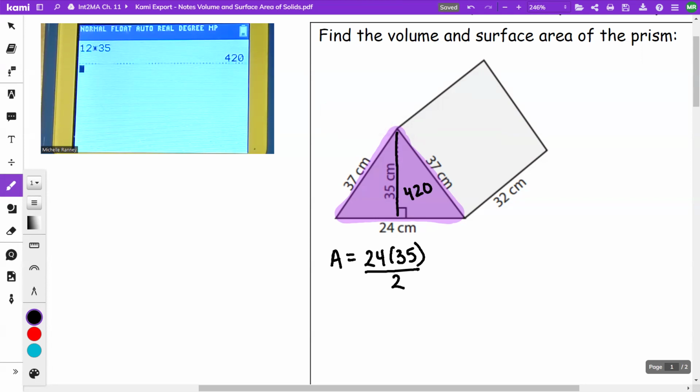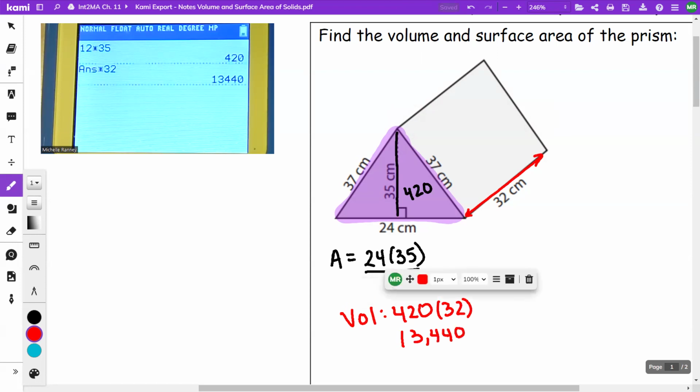Now to find the volume, I'm going to take that 420, which is the area of the base, and times it by the height. The height of this is going to be this 32. And when I do that, I end up with 13,440 centimeters cubed. That's going to be my volume.